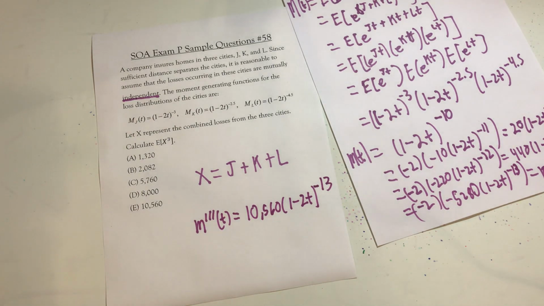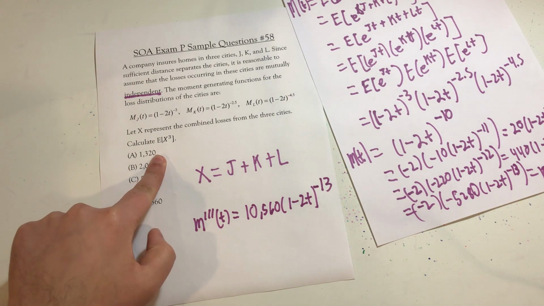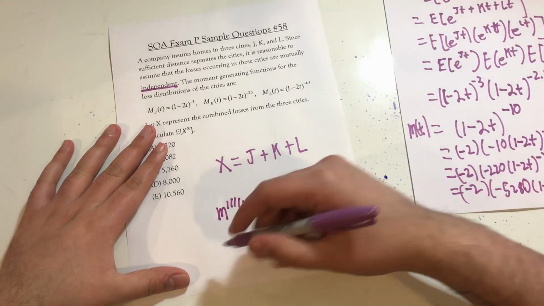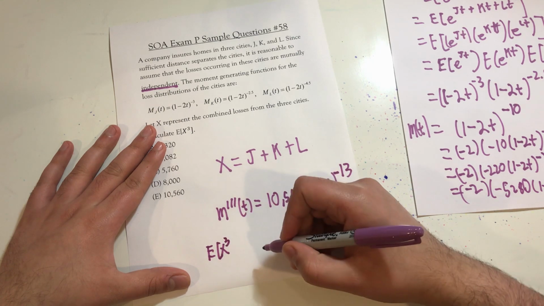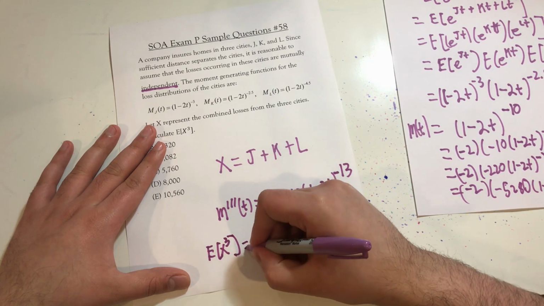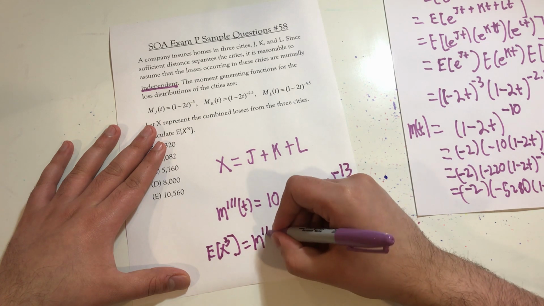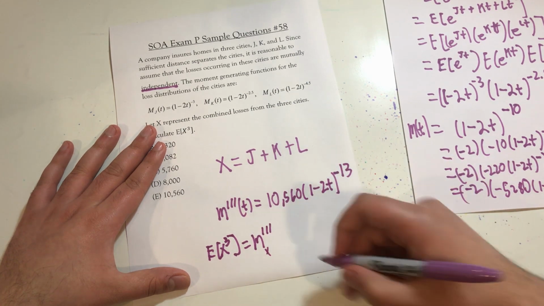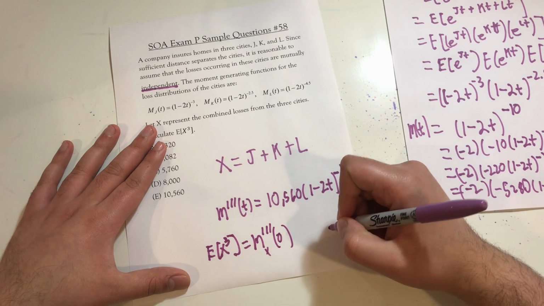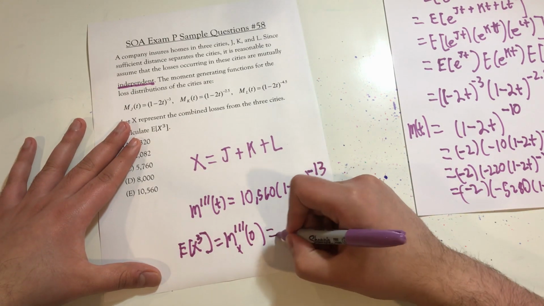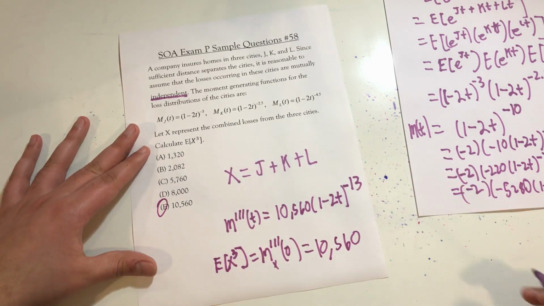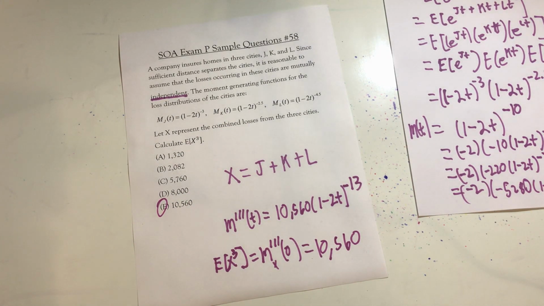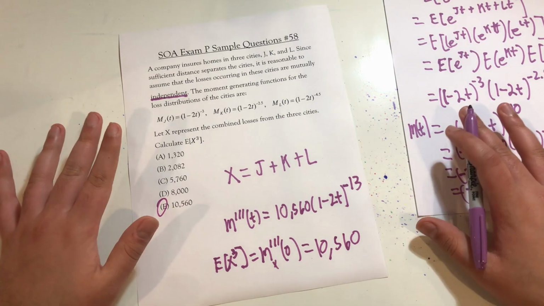Now, if we want to find the third moment, all we do is evaluate at 0. The expected value of x to the third should be equal to our third moment of x evaluated at 0. And this is quick to see that this should equal 10,560. Answer choice E.